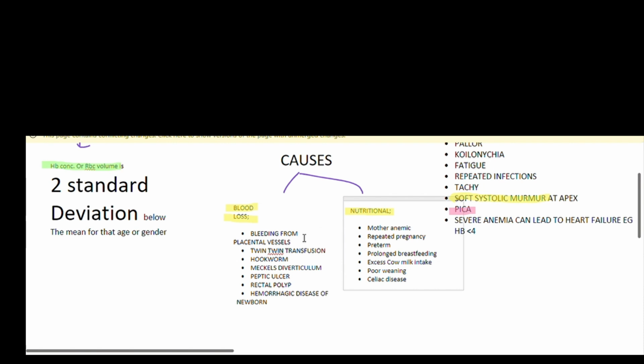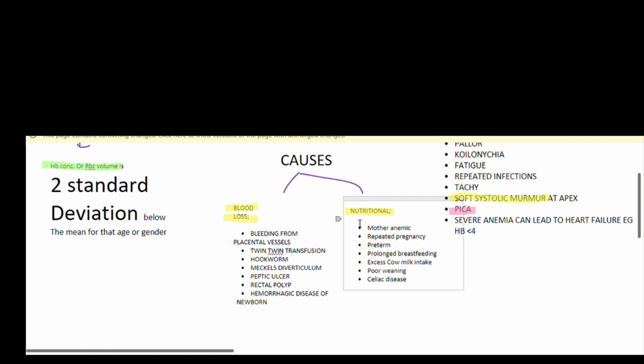The blood loss includes bleeding from the placental vessels, twin-to-twin transfusion syndrome, hookworm infestation, Meckel's diverticulum, peptic ulcer, rectal polyp, and hemorrhagic disease of the newborn.